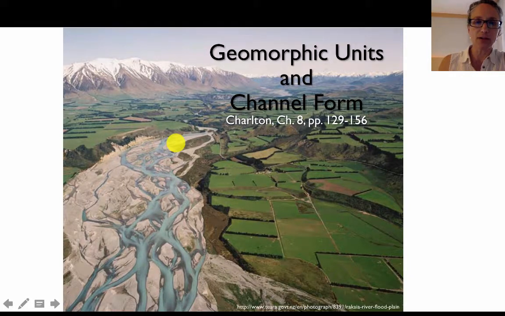And this is the Rakaia River, which drains the Southern Alps on the South Island of New Zealand. It flows out of the Alps as a braided channel, steep slopes, high sediment load, and then changes to a meandering planform and then back to braided. We'll talk a little bit about that too. Actually, it's flowing towards us in this photo. So it's braided, then meandering, and then braided again.